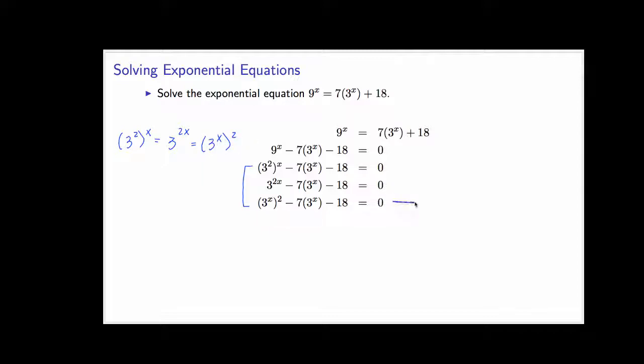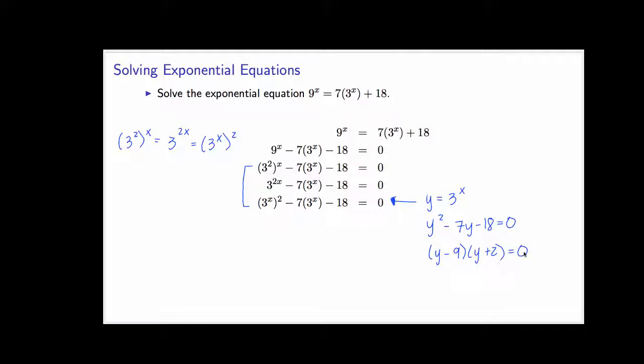And now this equation that we have here is an equation that is quadratic in form. So it's not exactly a quadratic equation, but for example, if we were to make the substitution y equals 3 to the x, then this would become y squared minus 7y minus 18 is equal to 0. And notice that this equation factors as y minus 9 times y plus 2 equals 0.